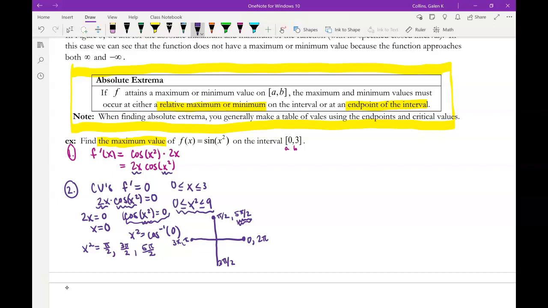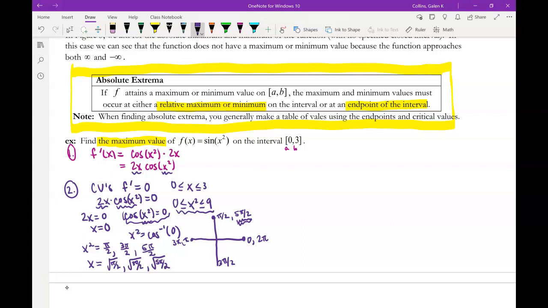All right, so lastly, I want to know the values of x, not x squared, so I just take the square root of everything. So the square root of pi over 2, the square root of 3 pi over 2, the square root of 5 pi over 2, and remember, those are all positive.